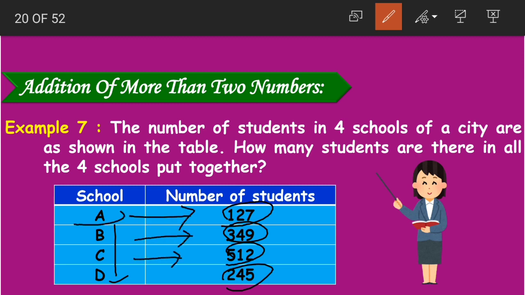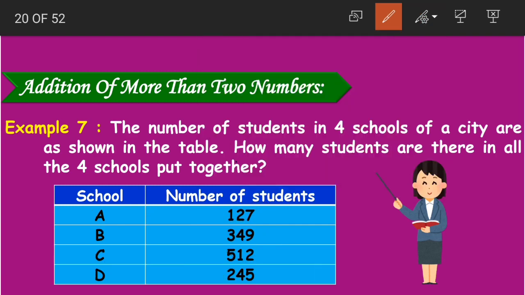So, in school A, we have 127 students. In school B, we have 349 students. In school C, we have 512 students. And in school D, we have 245 students. So, what should we find out? We should find out how many students are there in all the 4 schools put together. It means we have to find the total of these 4 numbers.